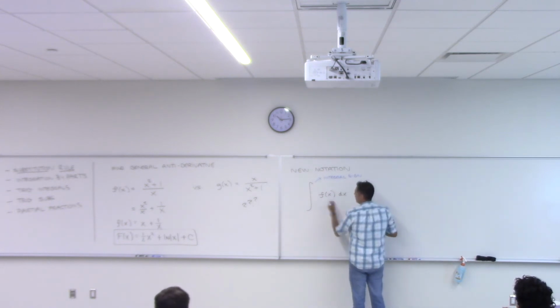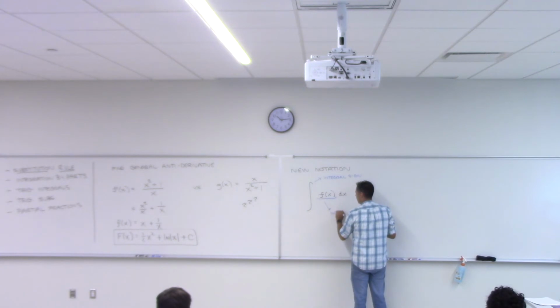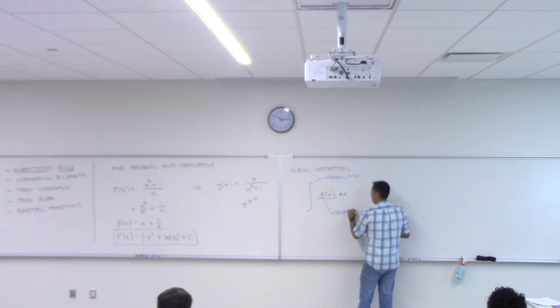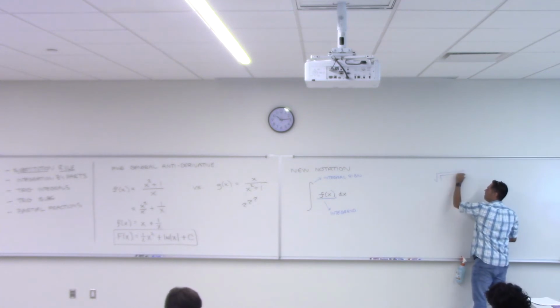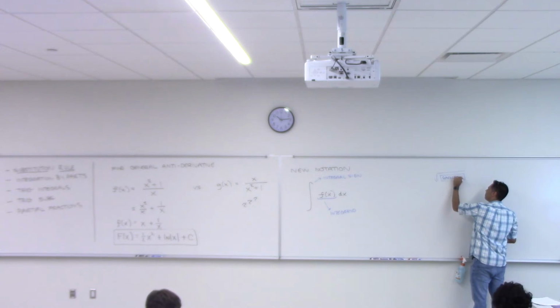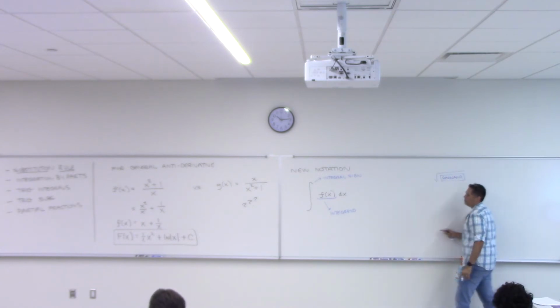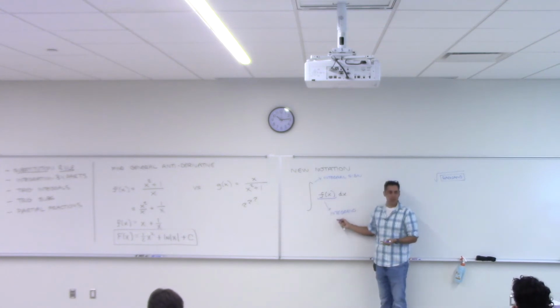This right here, the function that you're actually looking at, is called the integrand. It's kind of like in college algebra when you had a square root. The thing underneath the square root was called the radicand. I don't know if you remember that, but that's what it was called, the radicand. Well, here, the function that you're actually trying to find the antiderivative of is called the integrand, all right?